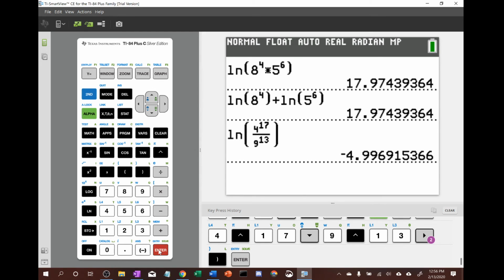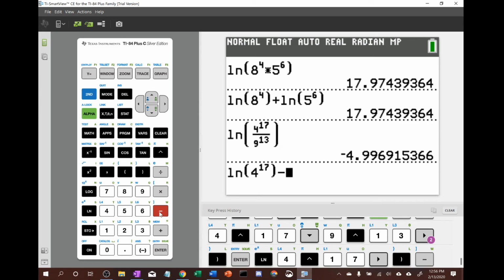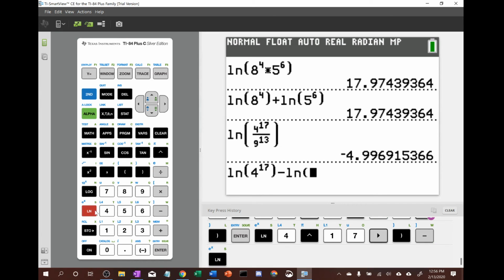Now here's what the quotient rule says. We're going to do the quotient rule. Ready? ln of 4 to the 17th power minus ln of 9 to the 13th power. Hit enter.